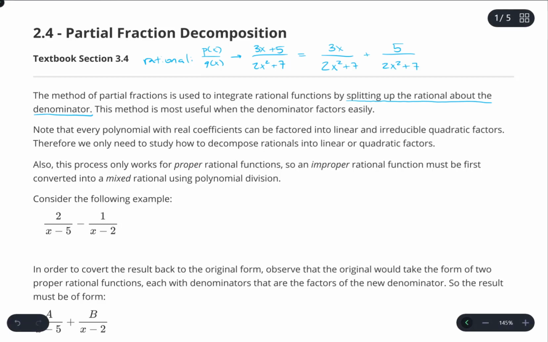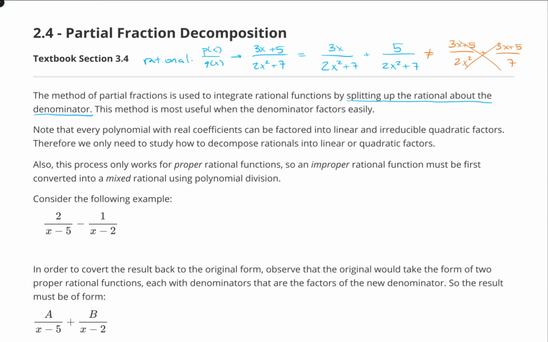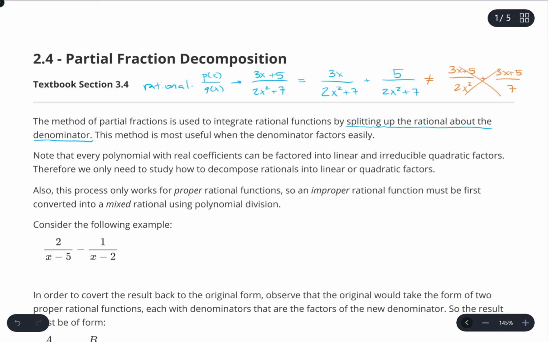But that's not true about the denominator. So we couldn't say, for instance, 3x plus 5 over 2x squared plus 3x plus 5 over 7. That would not be the case. And the reason is how we go about adding fractions together. So if you'll recall from just elementary adding fractions, if you have two fractions that have a common denominator, so let's say 3/7 plus 2/7, then you can just add the numerators and put that over the common denominator.